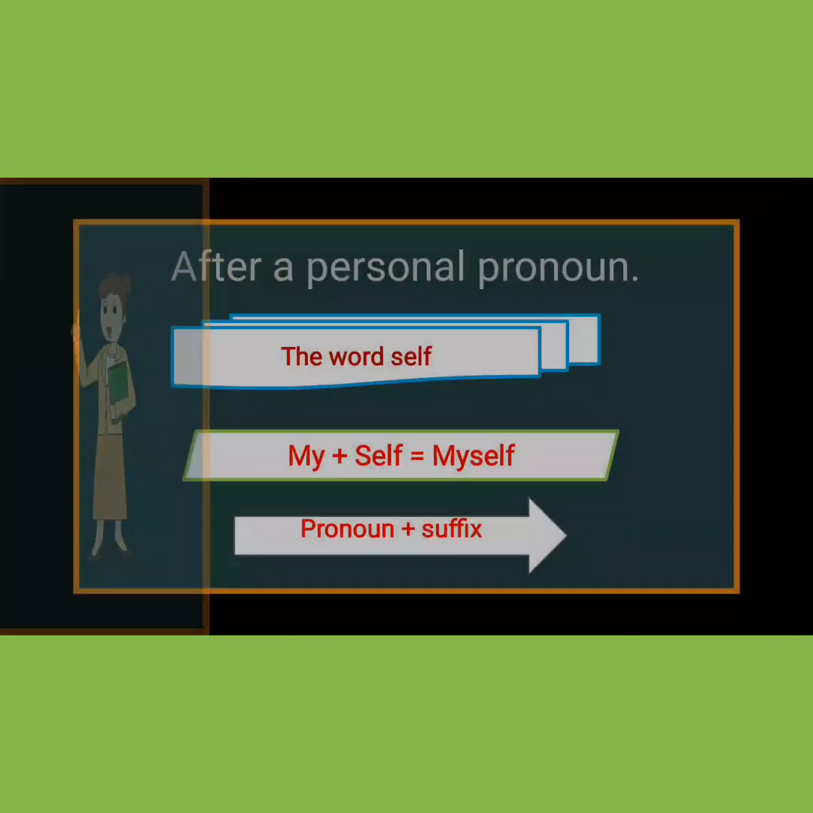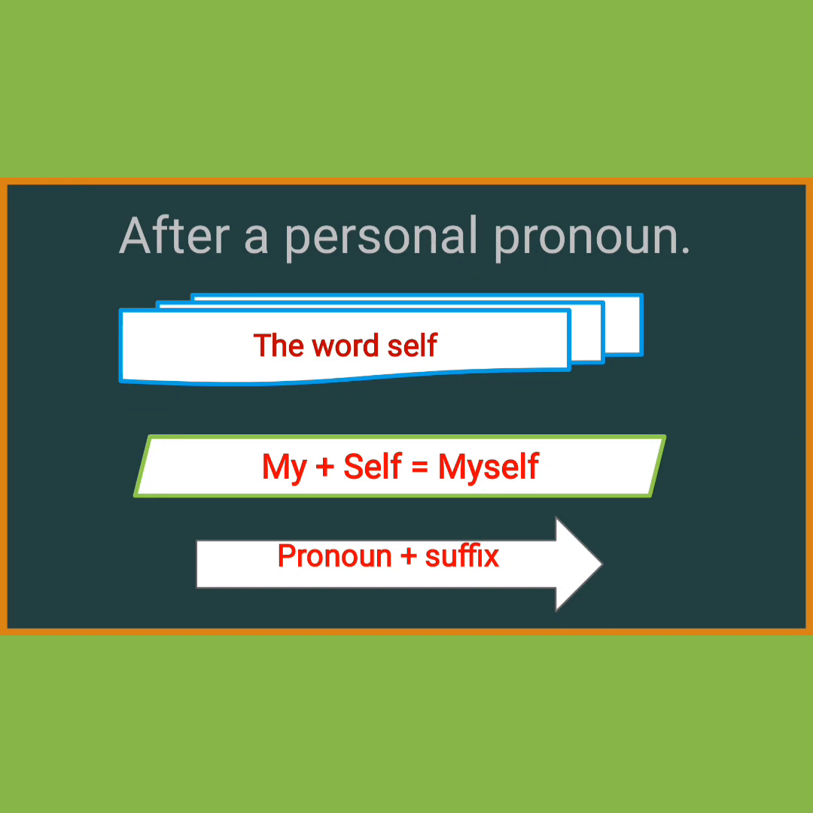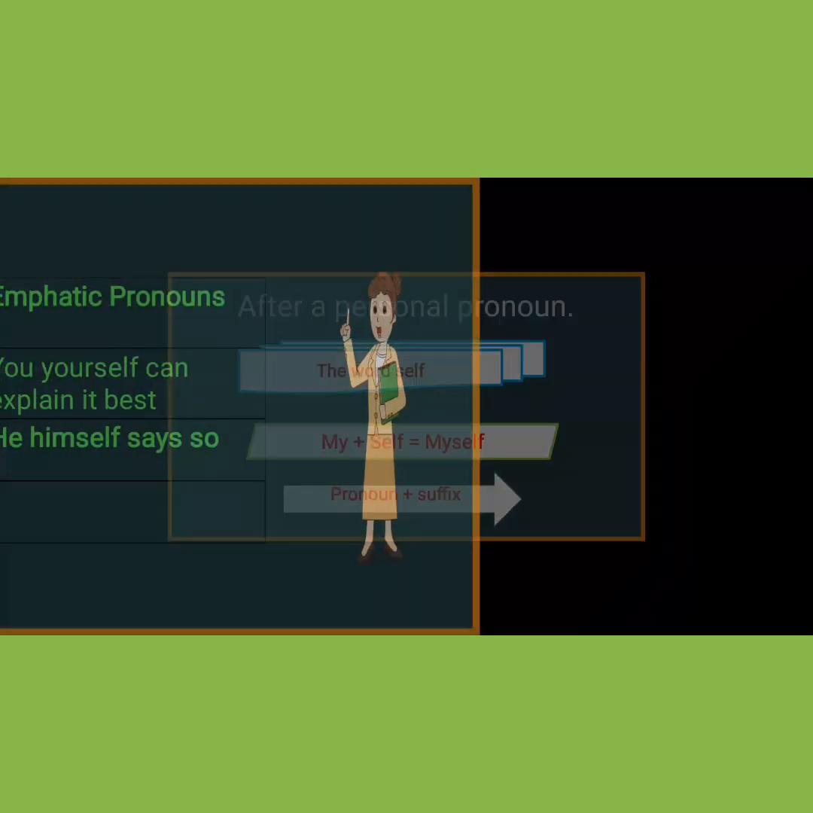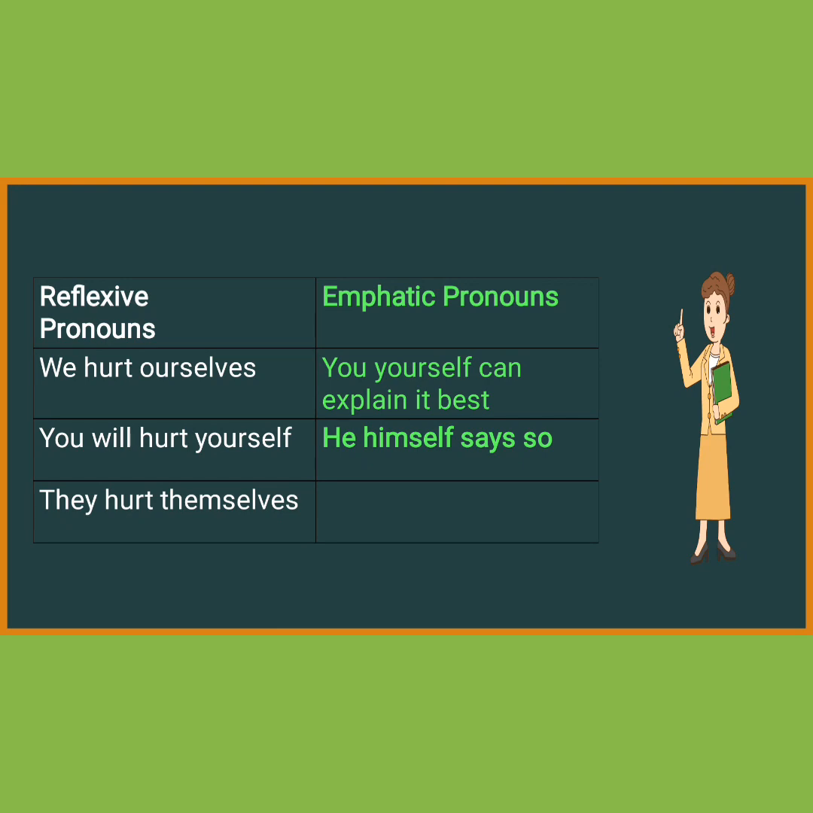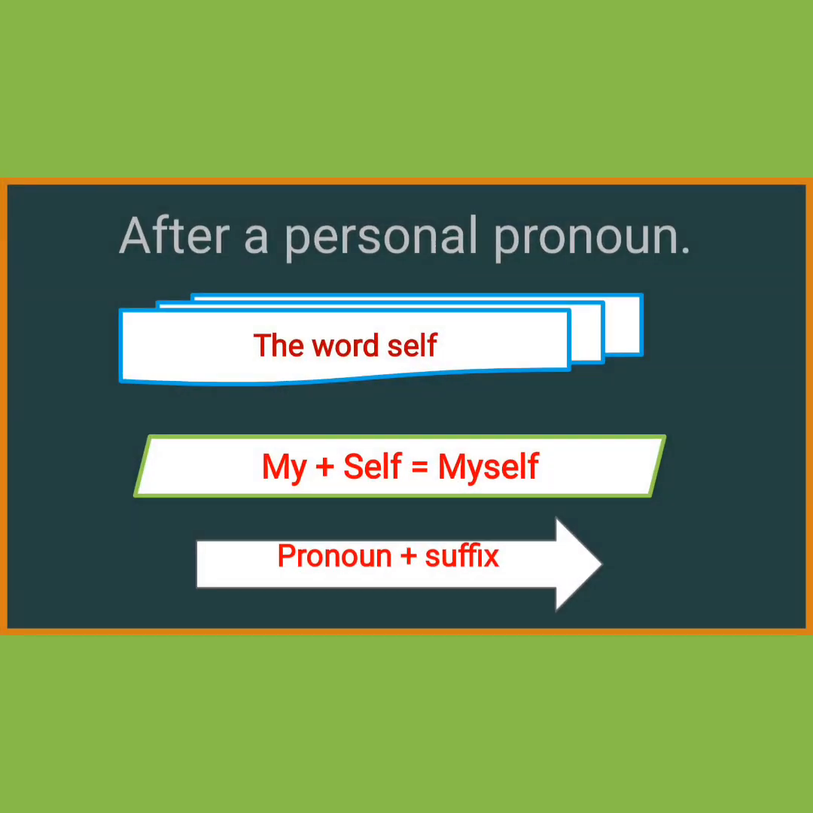But how do you know this? After a personal pronoun, the word self is added as a suffix. So pronoun plus suffix makes your reflexive or emphatic pronoun. This trick was for what? A personal pronoun plus the suffix self makes your reflexive and your emphatic pronoun.